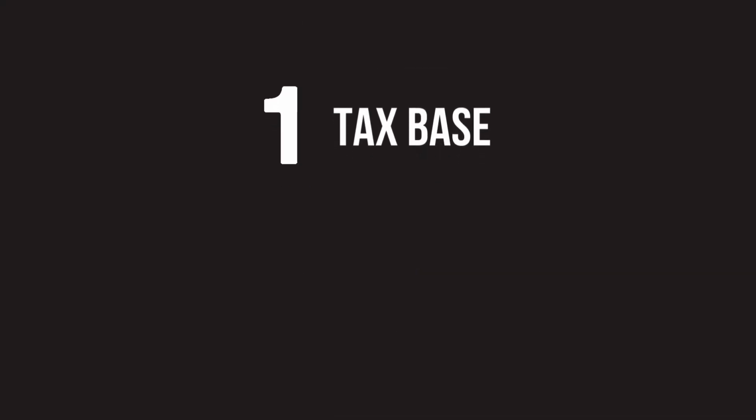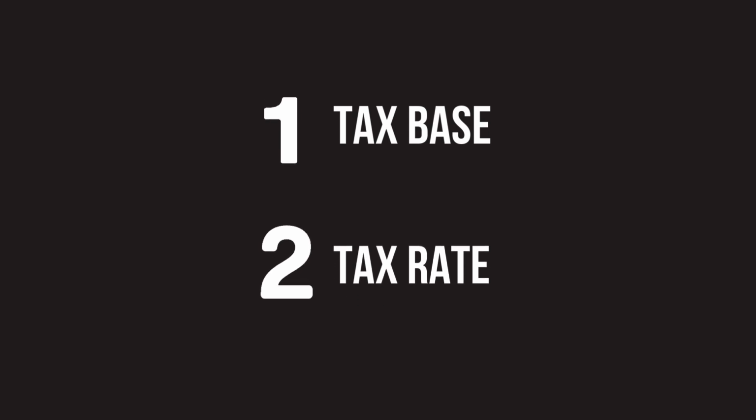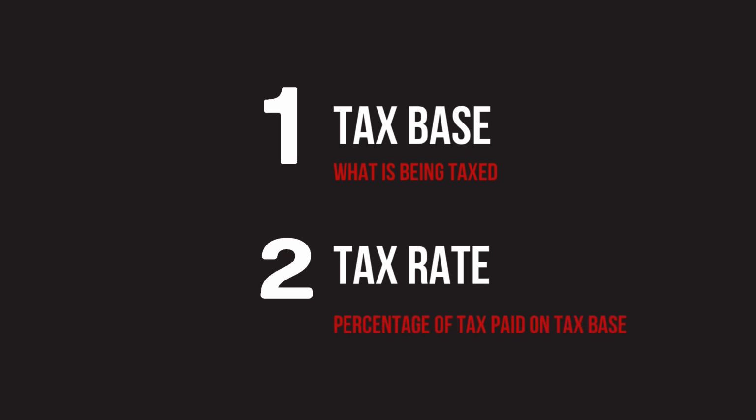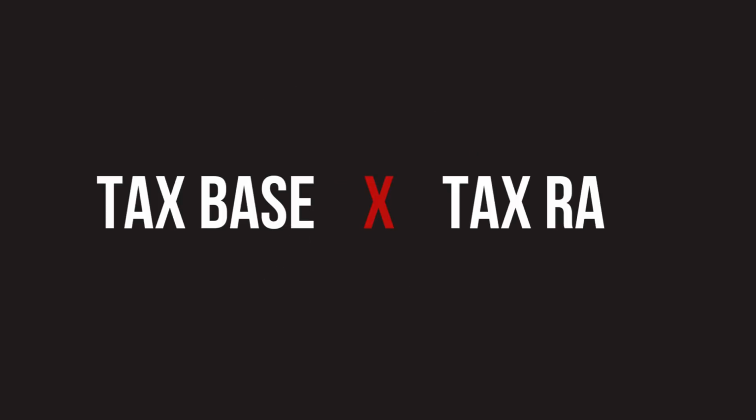All taxes share two common components: tax base and tax rate. Those two things are just like they sound. The tax base is what is being taxed. What is the tax based upon? The tax rate is the percentage of tax paid on the tax base. To get the tax paid or collected, you simply multiply the tax base times the tax rate.